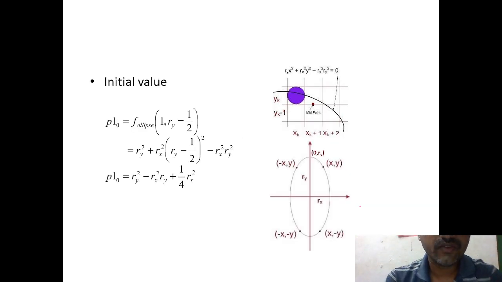So for that, the initial value p1 zero equals f ellipse of (1, ry minus 1 by 2), that is ry square plus rx square of (ry minus 1 by 2) whole square minus rx square ry square. Then p1 zero equals ry square minus rx square ry plus 1 by 4 rx square.